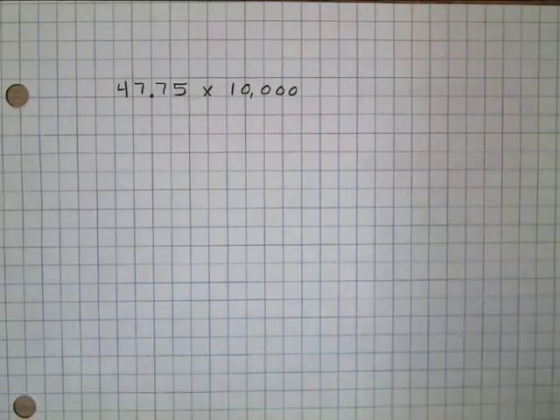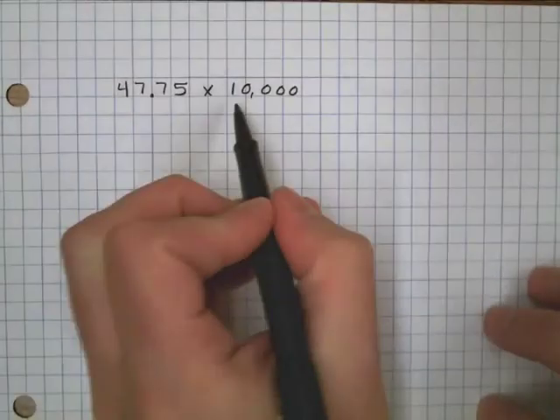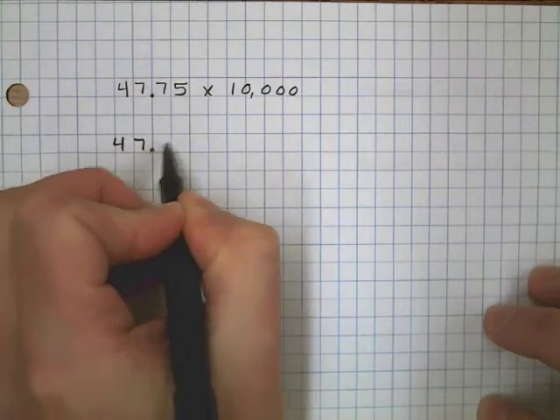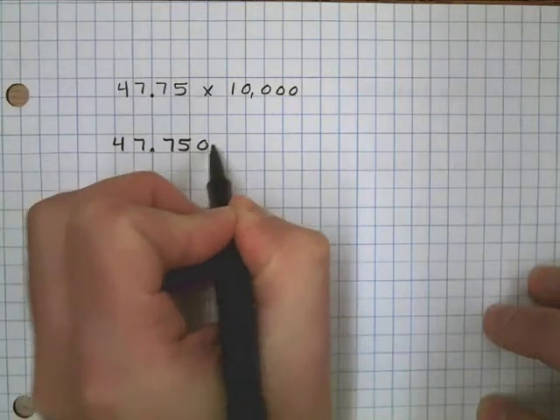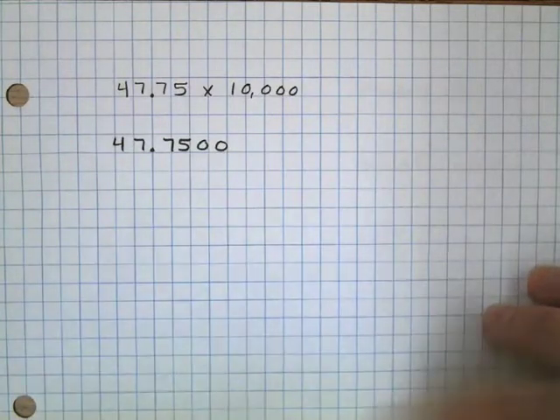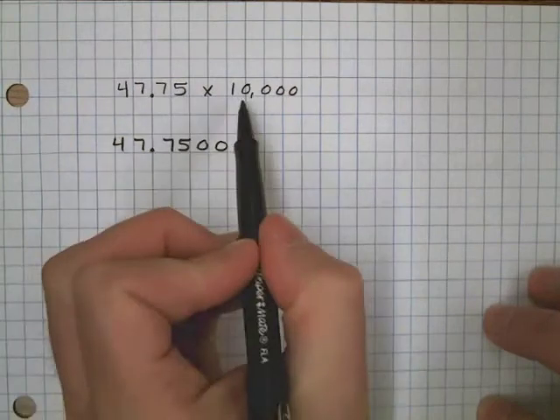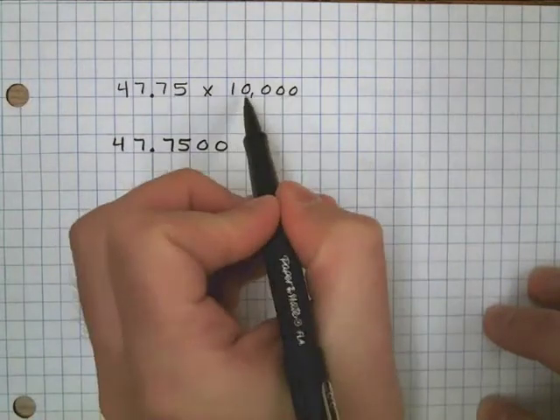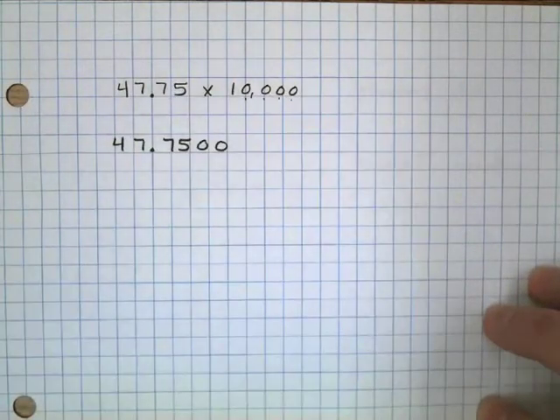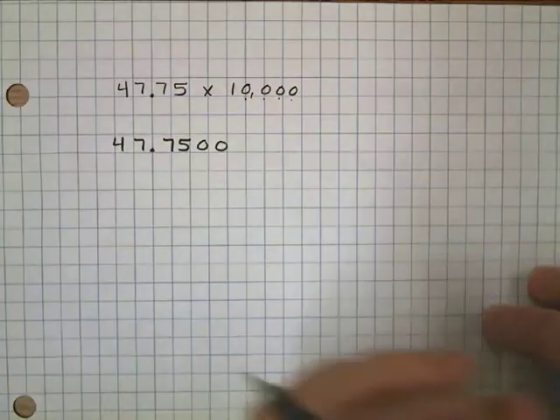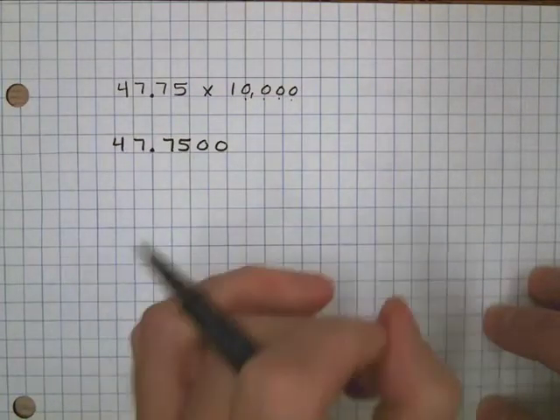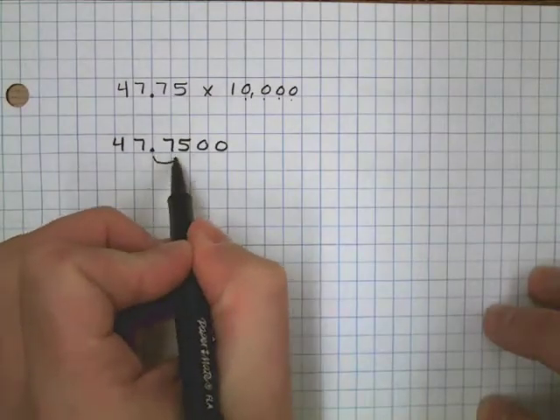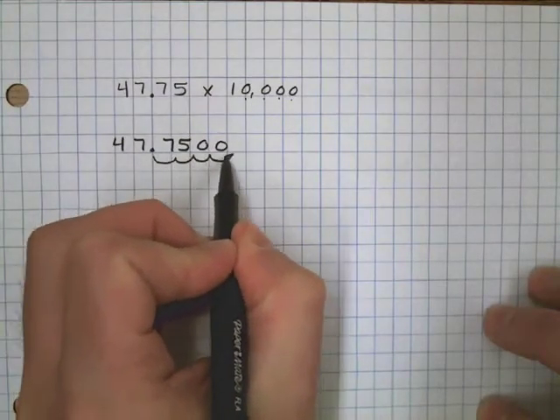Here we have 47 and 75 hundredths being multiplied by 10,000. I'm going to rewrite my 47 and 75 hundredths and put a couple of zeros on the end there. And I am multiplying this number, 47 and 75 hundredths, times 10,000. And that 10,000 has 1, 2, 3, 4 zeros on it. That tells me that I can move that decimal place over 4 to the right because I'm multiplying it by that power of 10. 1, 2, 3, 4.